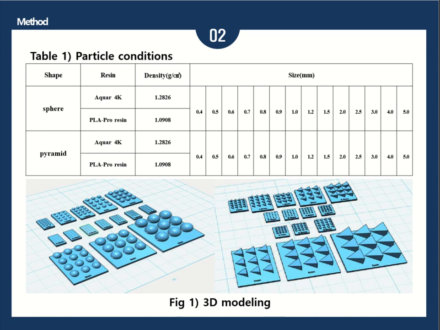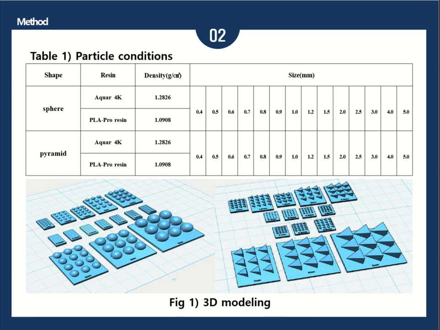The particles used in this experiment were modeled under various conditions: shape, size, and density. Using 3D modeling software, it can be found in Figure 1. The particle has two shapes, sphere and pyramid. The reason why the two shapes were adopted is that they were judged to be the basis of all shapes, and more shapes will be printed to collect data in the future.